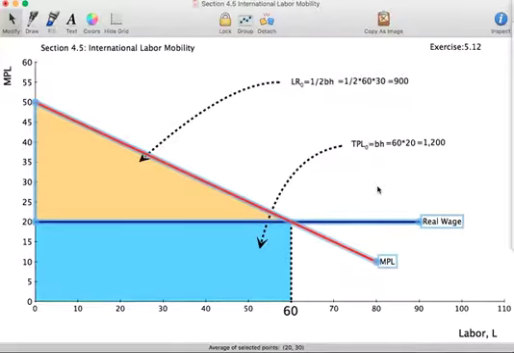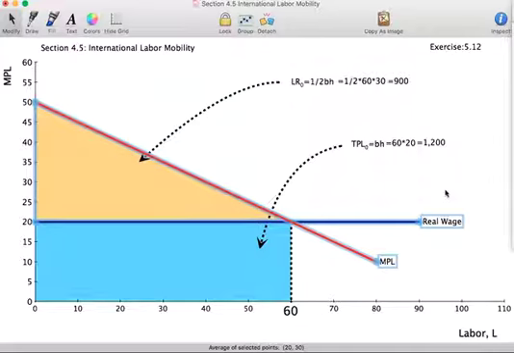The total payments to labor is just going to be the real wage rate multiplied by the number of workers that are hired. So the real wage rate is equal to 20. 60 individuals are hired. So 60 times 20 gives us 1,200.